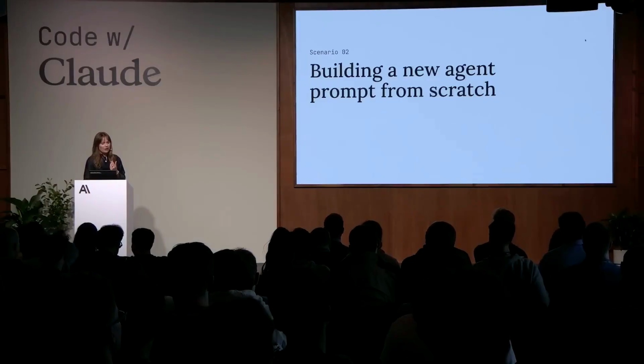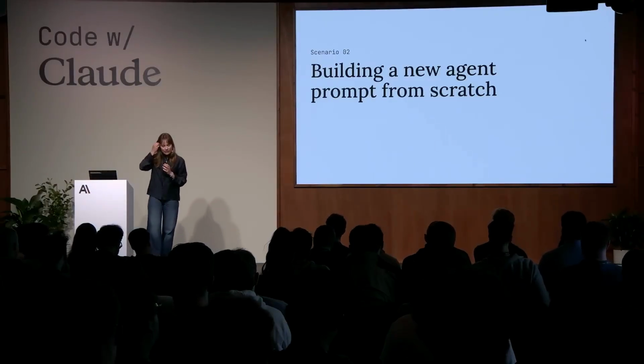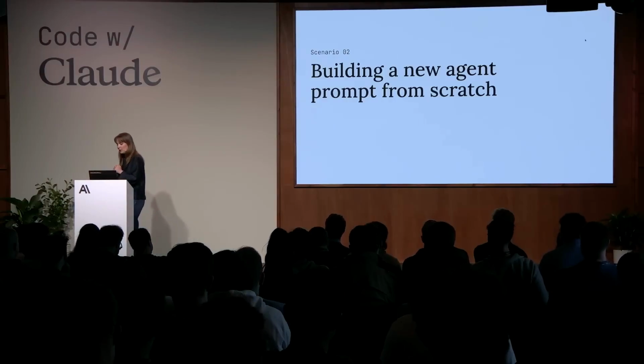Now, there's one other scenario that we introduced at the start, which is one that you might also encounter in your work, which is where we're building a new agent from scratch. And the example that we'll look at here is an agent whose purpose it is to create a week-long retail staff schedule based on employee availability and other constraints.